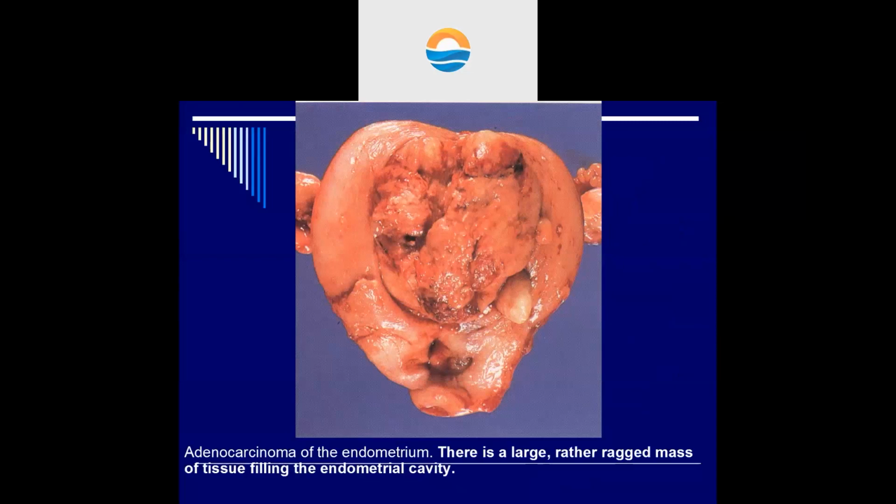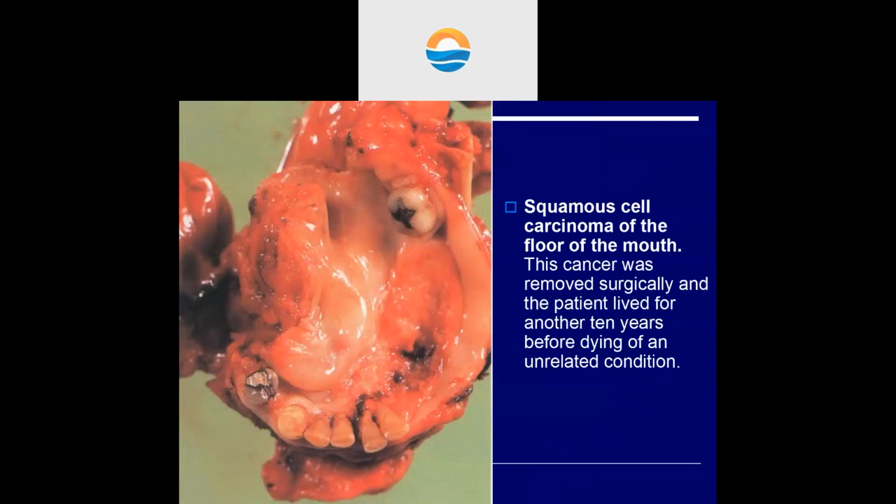Adenocarcinoma of endometrium. There is a large, rather ragged mass of tissue filling the endometrial cavity. Squamous cell carcinoma of the floor of the mouth. This cancer was removed surgically and the patient lived for another 10 years before dying of unrelated conditions.